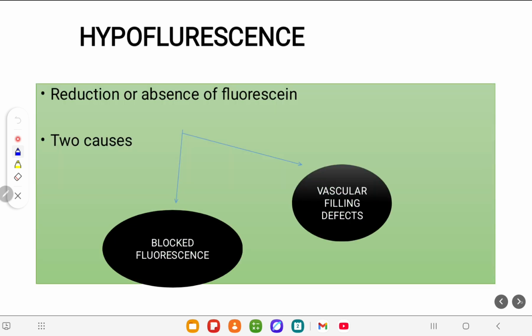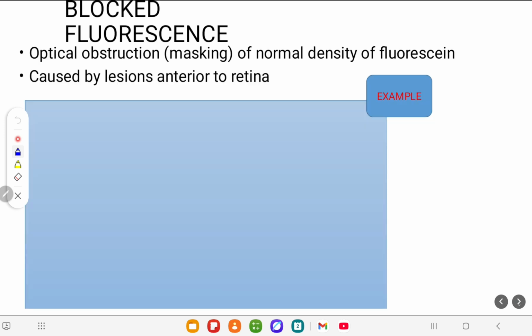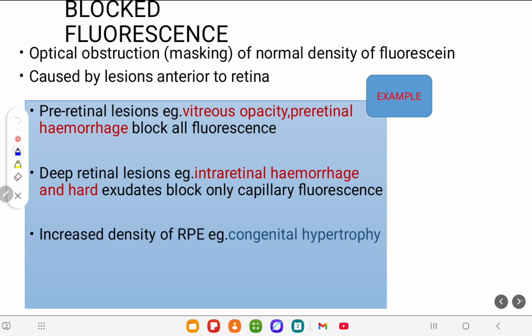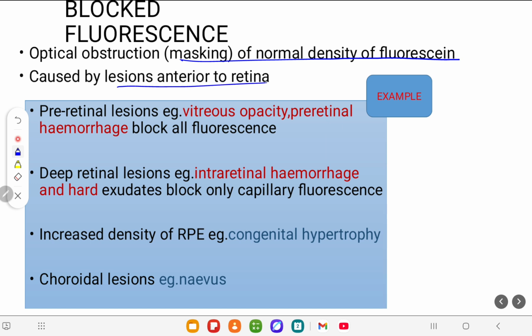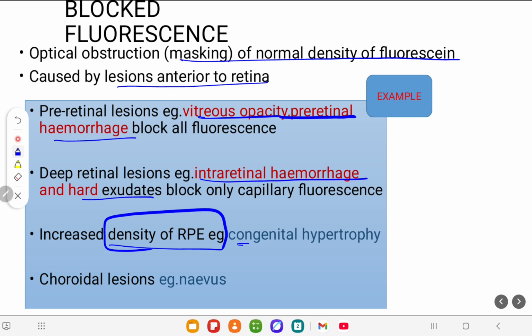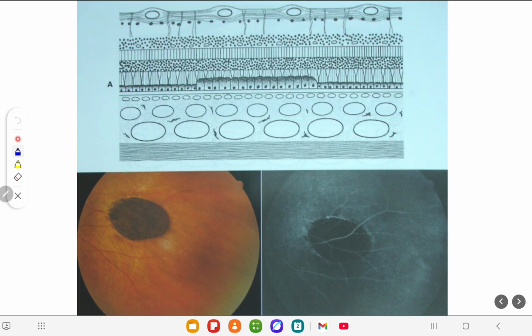Hypofluorescence means the fluorescence is hindered, reduced or absent. The two causes I have already mentioned are block of fluorescence or vascular filling defect. Blocked fluorescence means an optical obstruction masking the normal density of fluorescence. Anything optical that obstructs it causes this, such as a lesion of the anterior retina. What are the reasons? Vitreous opacity, preretinal hemorrhage that blocks, intraretinal hemorrhage or hard exudates that block. Also increased density of RPE, congenital hypertrophy, or a choroidal lesion such as a nevus in the choroid could cause block of fluorescence. Basically it means this.